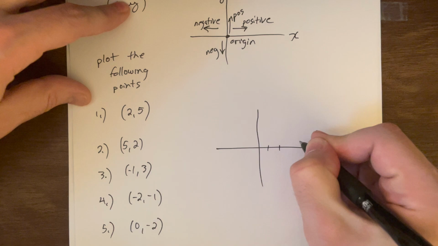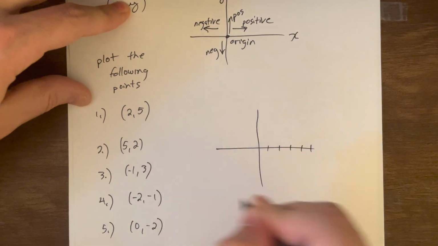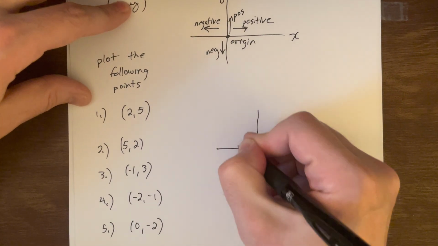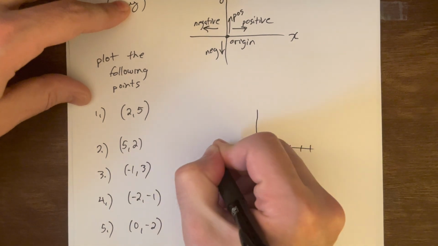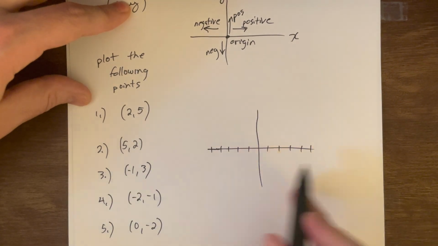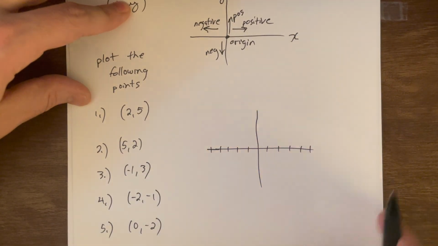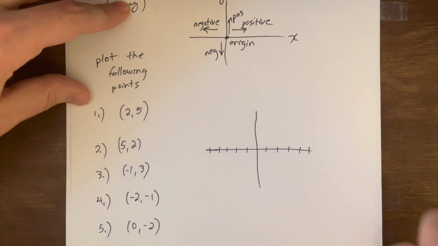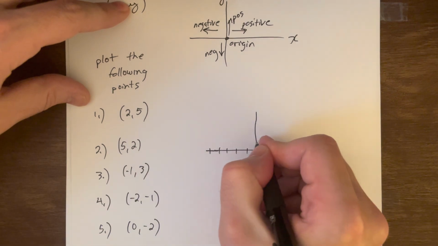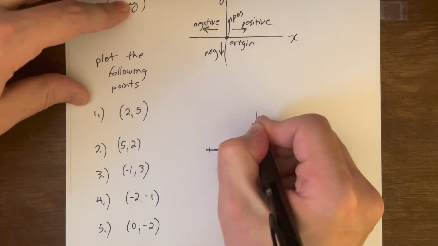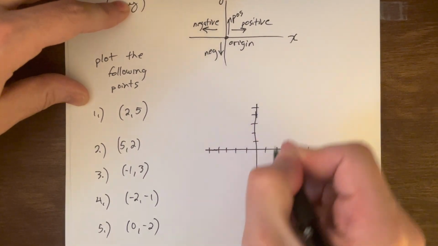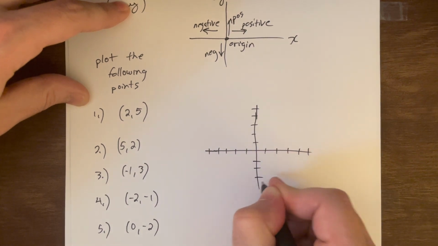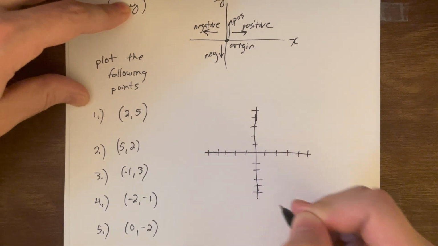So 1, 2, 3, 4. I'm going 5 units to the right. 1, 2, 3, 4, 5 to the left. There's nothing special about 5. I'm just trying to give myself enough room so I can cover any value here. So again, I'll keep it simple. I'll just go 5 by 5. Up 5 and down 5.